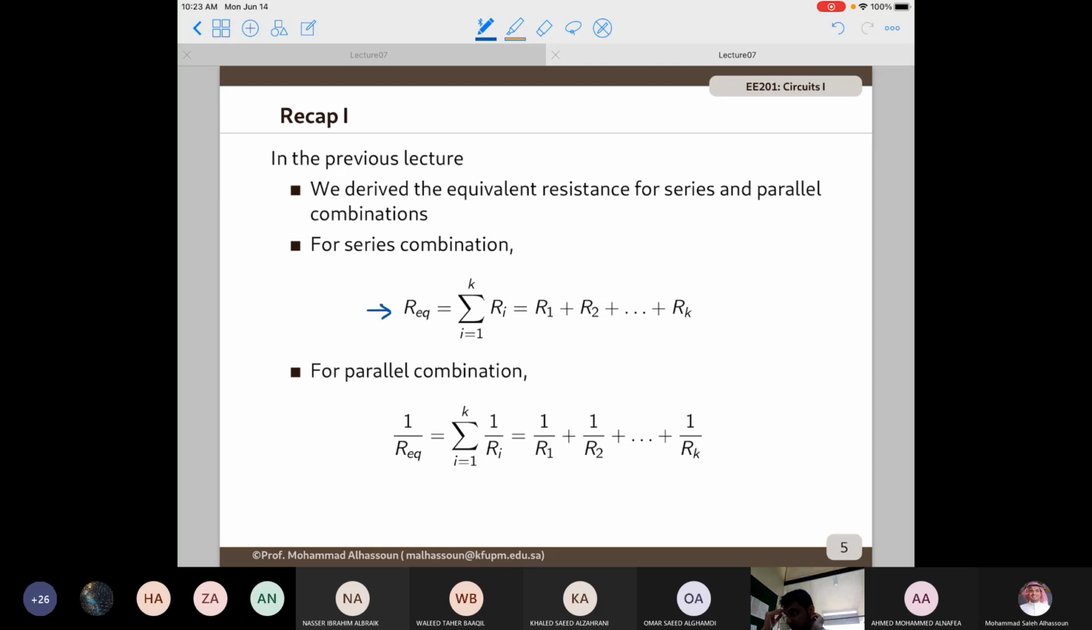In the case of a parallel combination, we have a slightly different formula. One over the equivalent resistance is given by this one. Just to give you a mathematical insight about this formula, this is known as the harmonic mean of the resistors.